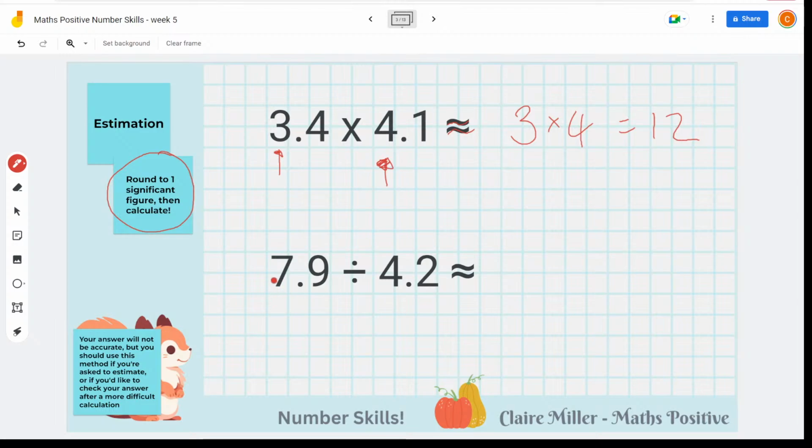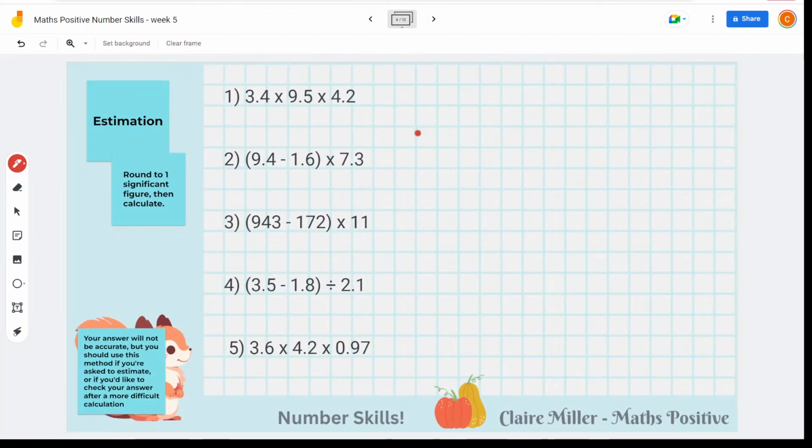Okay, what about this one? 7.9. So to one significant figure, that's going to be 8. 4.2. To one significant figure, that's going to be 4. 8 divided by 4, that gives us 2, right? Fantastic. So this is one way of estimating. So let's have a go at some more difficult estimation questions. Can you round these to one significant figure and then calculate?